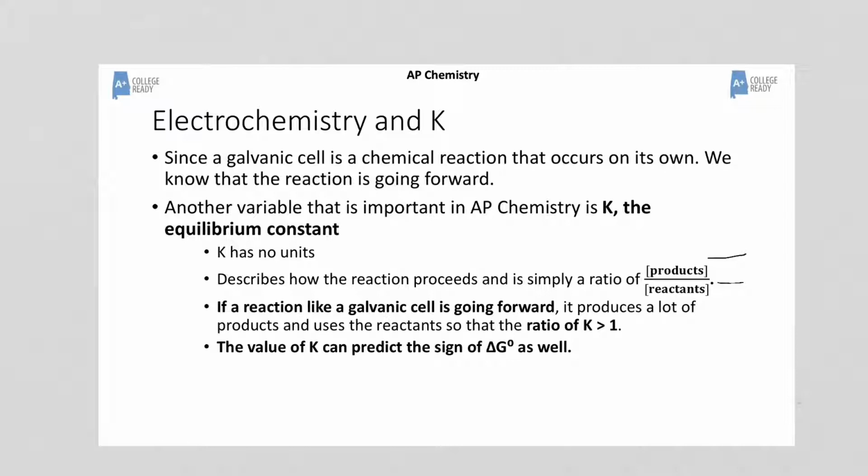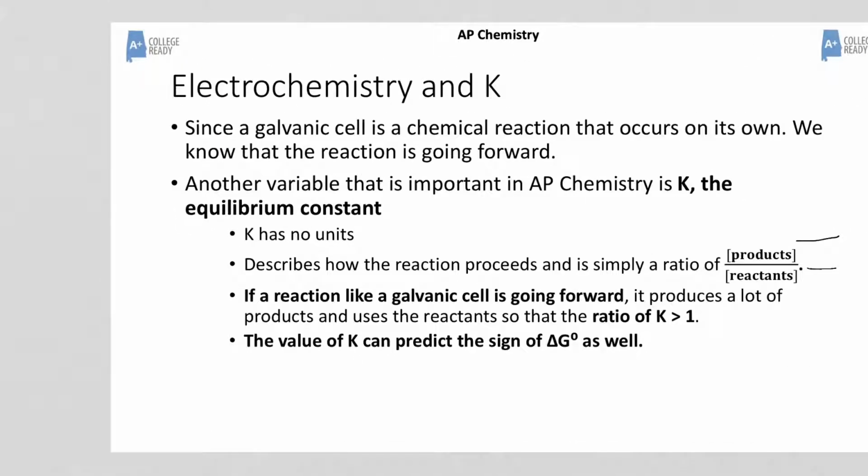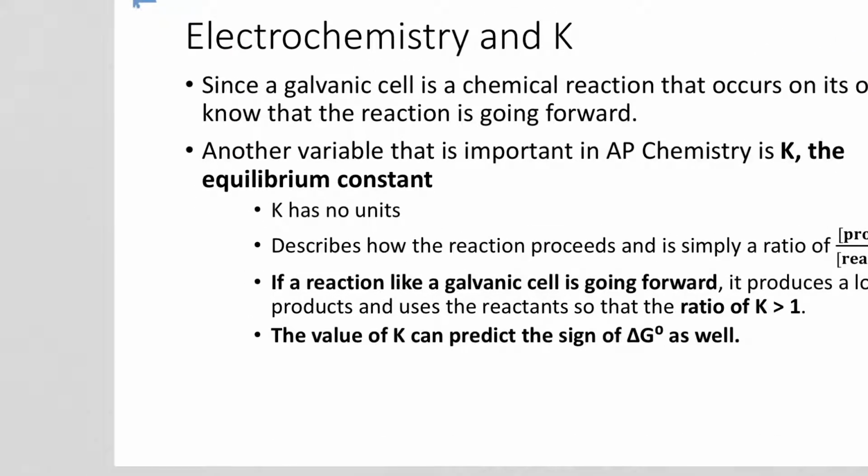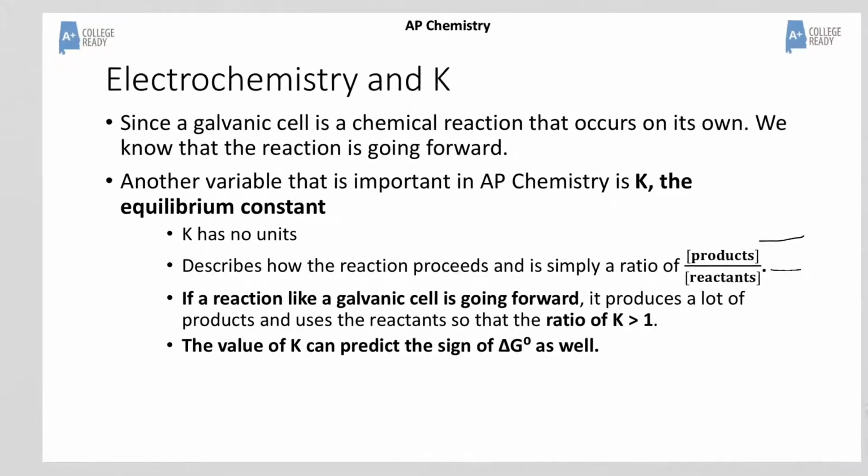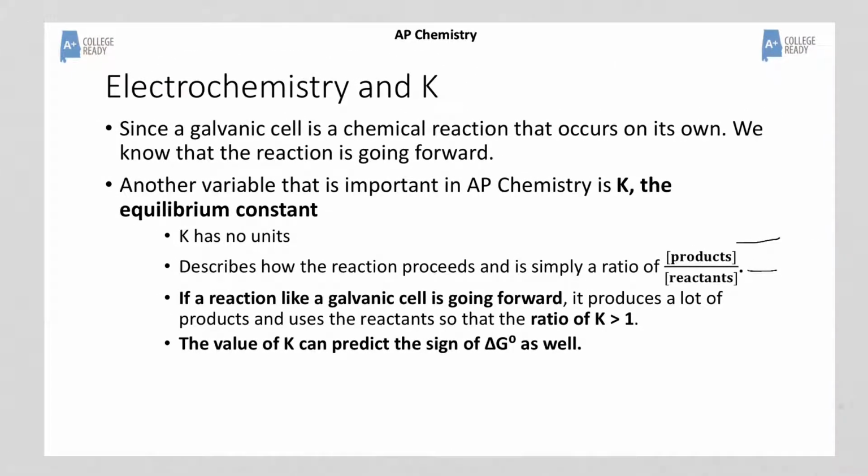If we know a reaction is happening, that means the reactants are reacting and forming products. We know that's going forward. So this bulleted point here shows you if a reaction like a galvanic cell is going forward, it is producing a lot of products from the reactant. So that ratio is going to be greater than 1 because that means you have a lot of products over a diminishing amount of reactants. So the value of K can also predict the sign of delta G.